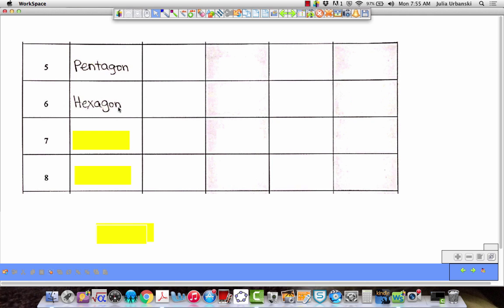Okay, some books say septa, some say hepta. We're going to go with H. Heptagon. Some call it septagon, just depending on which language you derive it from. Heptagon is 7 sides. Some people say septagon. Say both. Does anyone know 8 sides? Octagon.